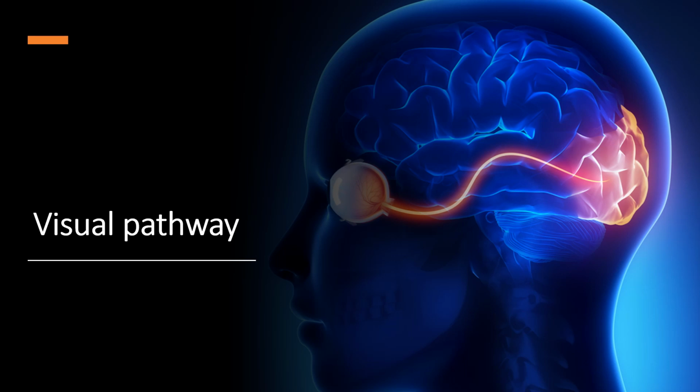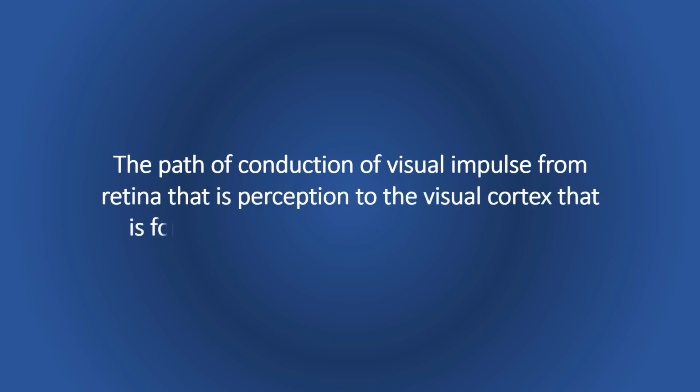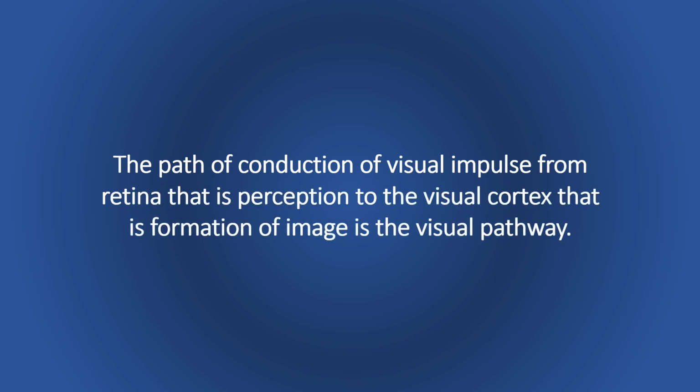Visual pathway. We all know that the eyeball acts as a camera, where the retina perceives the image as in the reel or film of a camera and relays the sensation to the brain, or to be specific, the visual cortex, part of the occipital cortex, where the visual cortex plays a role in formation of the image, as a developed photograph. So the path of conduction of visual impulse from the retina, that is perception, to the visual cortex, that is formation of image, is the visual pathway.